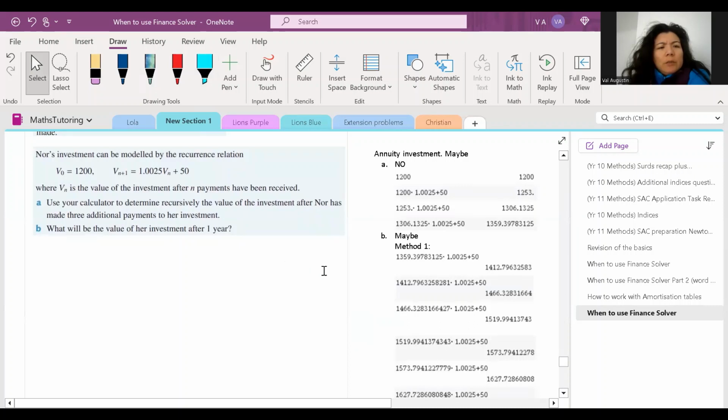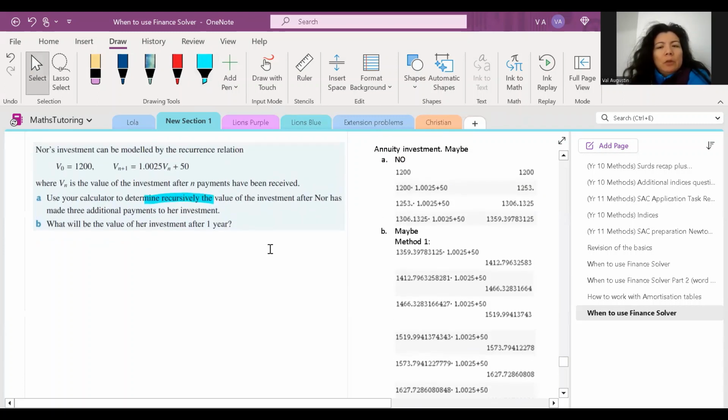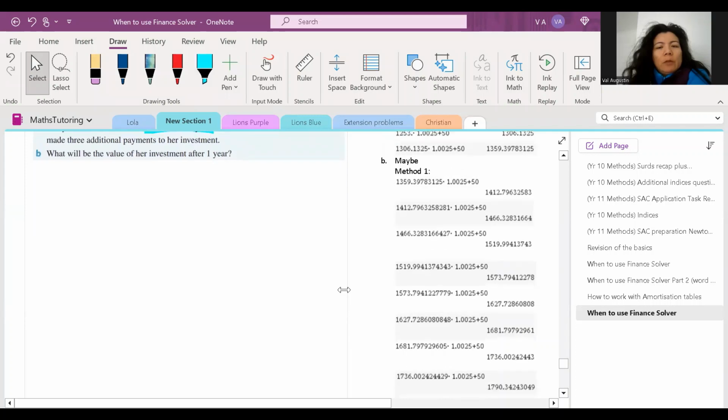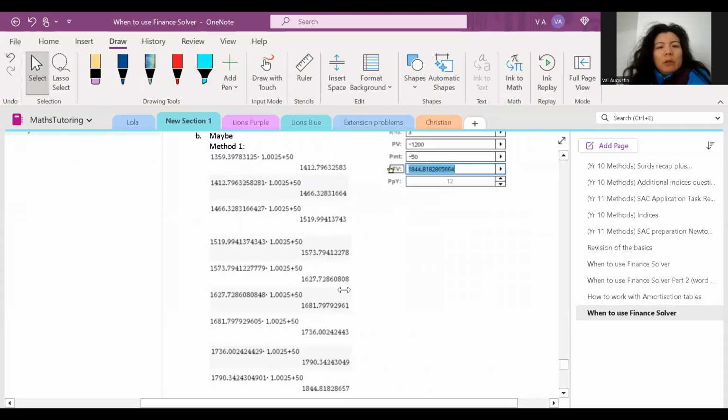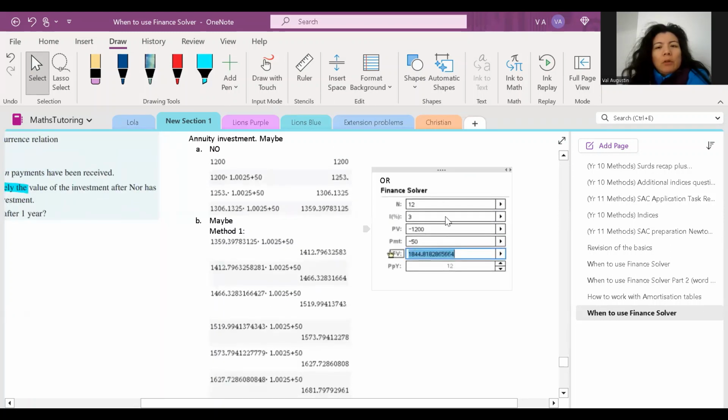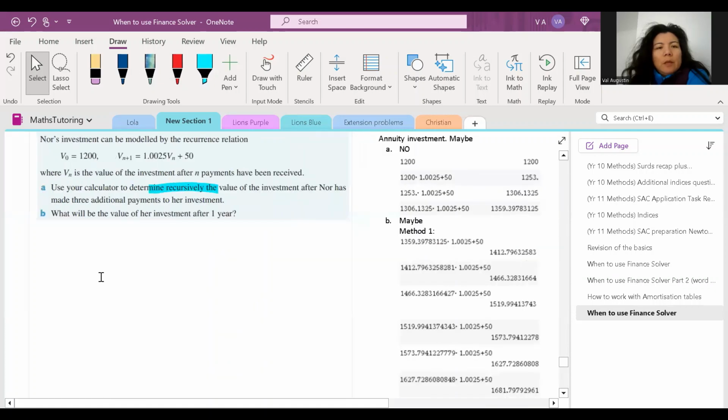This one is a no for part A because you're asked to use the calculator recursively. But for part B, you could. I've given you 2 methods here. You could hit enter a lot of times. That's 12 times, I believe. Or you could go to Finance Solver and put n equals 12.